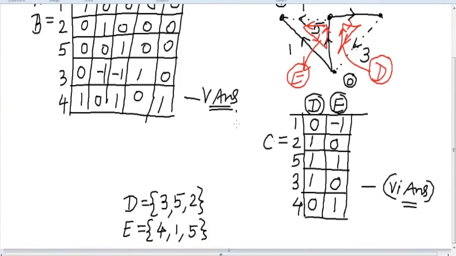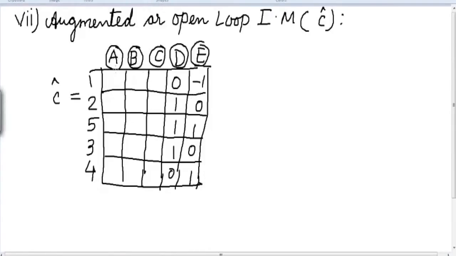Now for the augmented loop, you all know what we have to do here. We put the name A with respect to branch 1. We put the name B with respect to branch 2. We put the name C with respect to branch 5. For these three we have to put 1. The rest of the values will be 0.